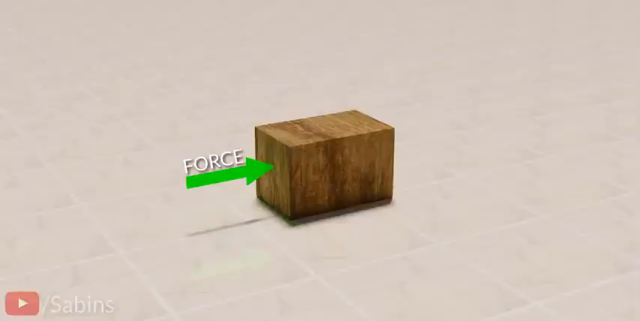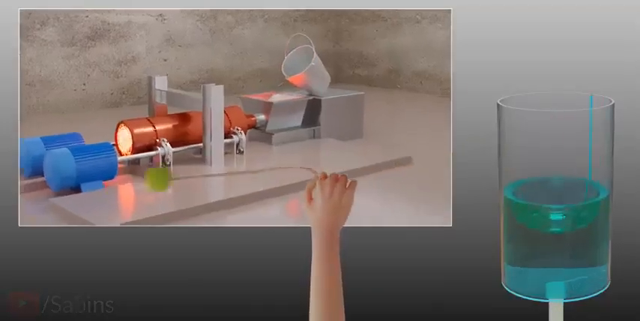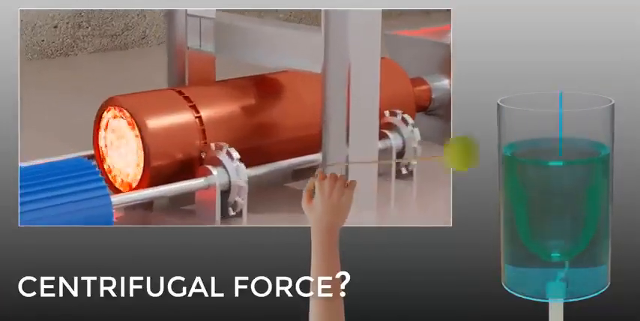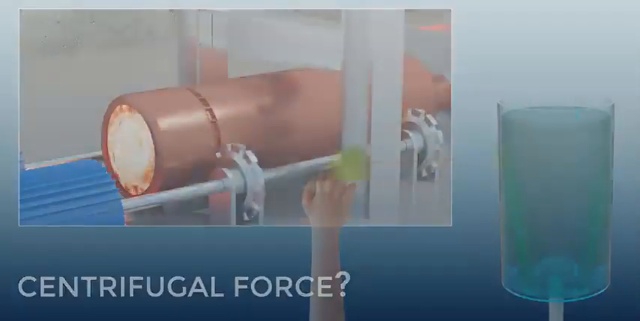In mechanics, we generally see velocity in the direction of the applied force. Why, then, is centripetal force perpendicular to the velocity? What is centrifugal force? Let's figure it out with an interesting thought experiment.